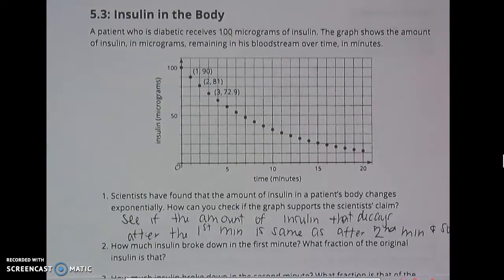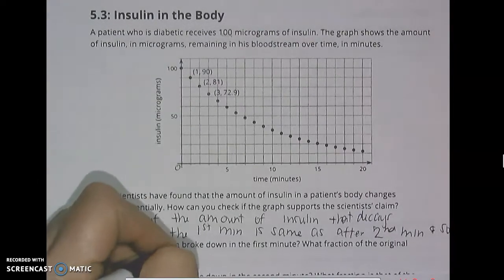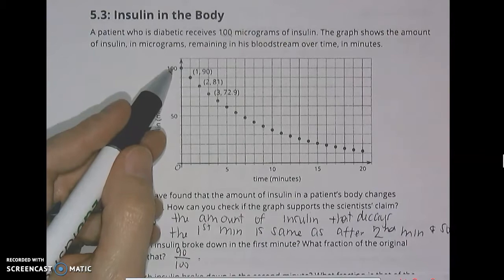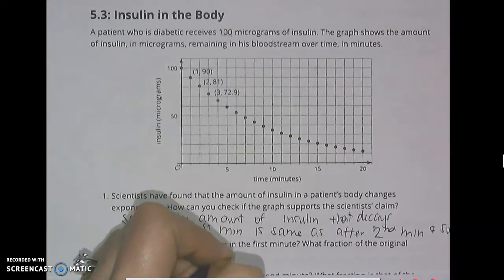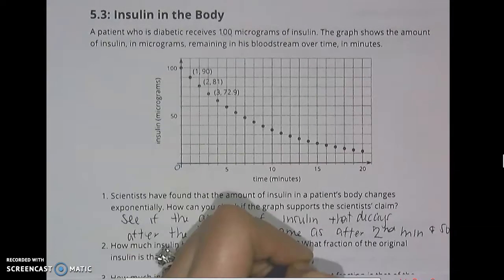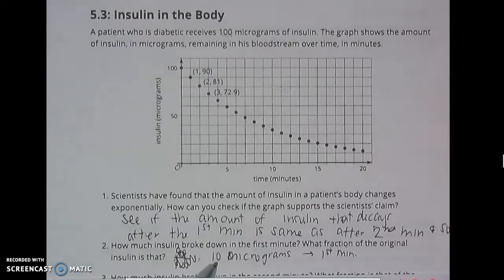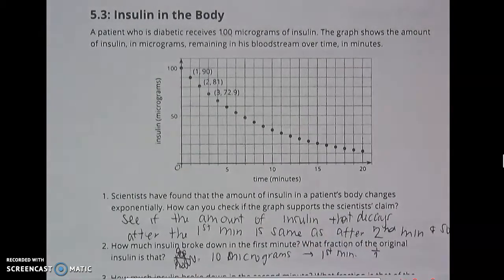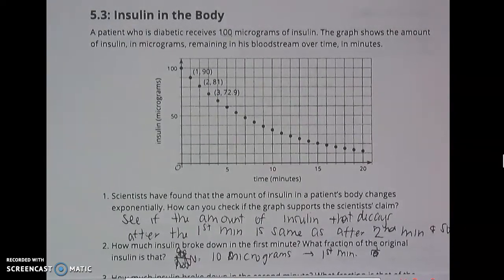All right, so here's where I was going before. How much insulin broke down in the first minute? So we started with 100, we're now at 90. We have 90 out of the 100, which would simplify, let's see, to go from 100 to 90, let's change this. We would say 10 micrograms. And I guess I should specify this is the first minute. Okay, so how much insulin broke down? 10 micrograms. We went from 100 to 90. So that would be 1/9 of it. Sorry, 1/10 of it went away. Okay, we lost 10 micrograms out of the 100.